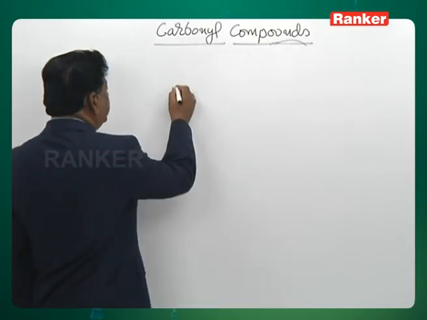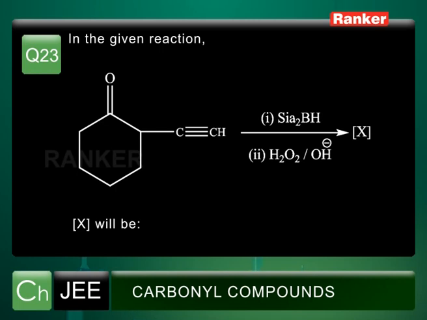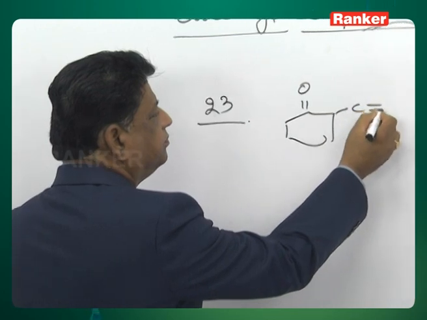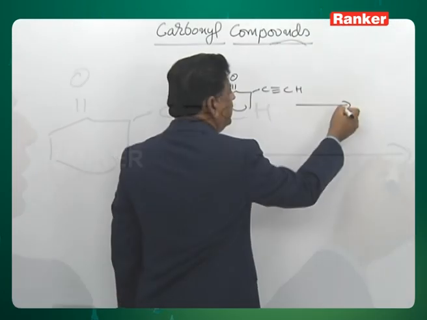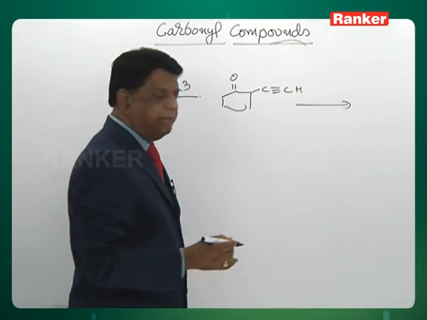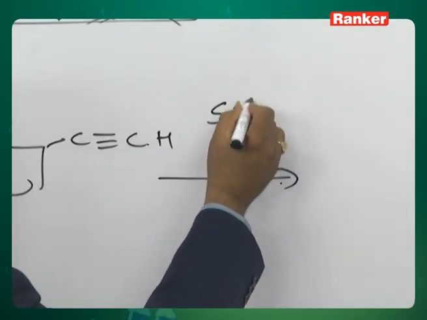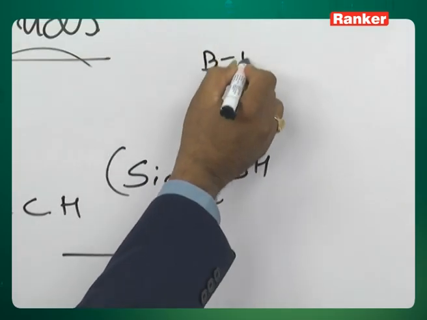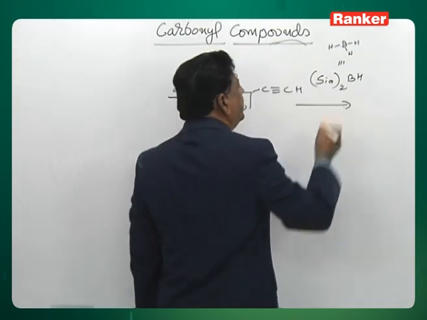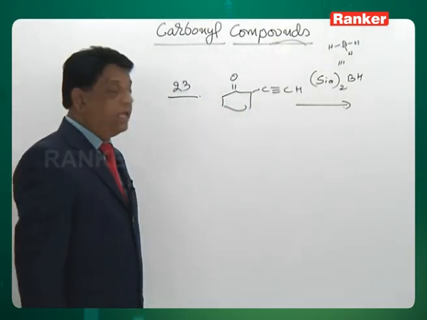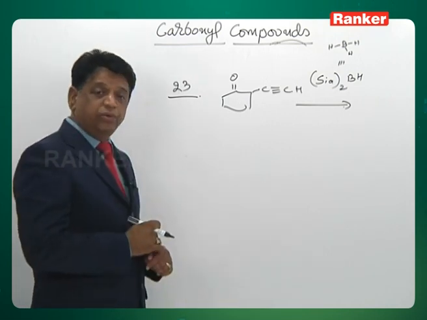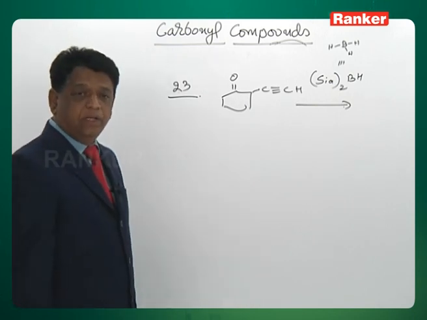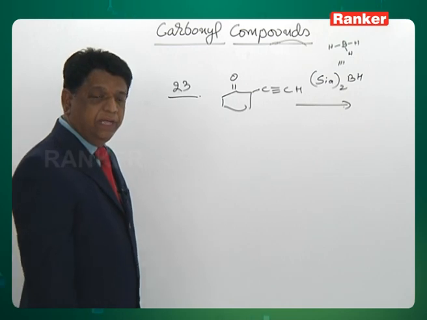So next question, 23. In this reaction, a compound is given, a carbonyl group is there and an alkyne is there. This alkyne is treated with a reagent here, that is Sia taken twice with BH. So it is almost equal to boron with 3 hydrogens. We know that BH3 is known as borane, which exists in the diborane form. So when the diborane is added, it follows the Markovnikov type, but the product comes as an anti-Markovnikov product when subsequently treated with hydrogen peroxide.